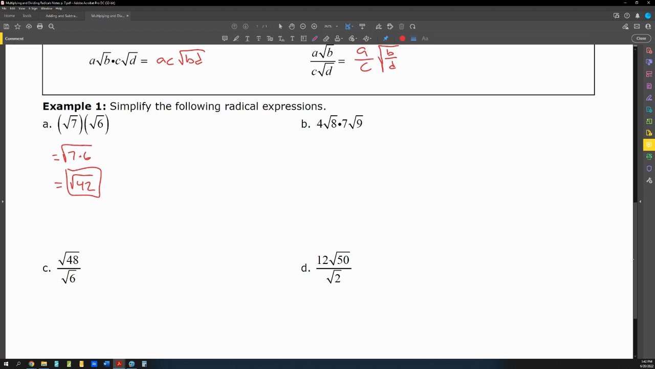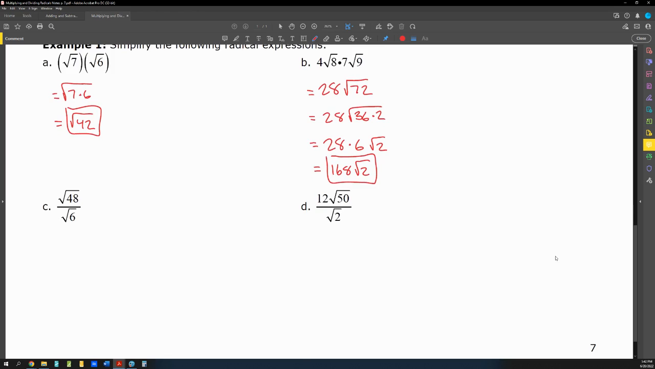Letter B, 4 root 8 times 7 root 9. Well, this is equal to 28 times the square root of 72. We have 4 times 7 is 28. 8 times 9 is 72. Well, we can simplify this. I know that 72 is a product of 36 and 2, where 36 is a perfect square. So this is equal to 28 times 6 times the square root of 2. Or 28 times 6 is 168, root 2. So that's our answer.